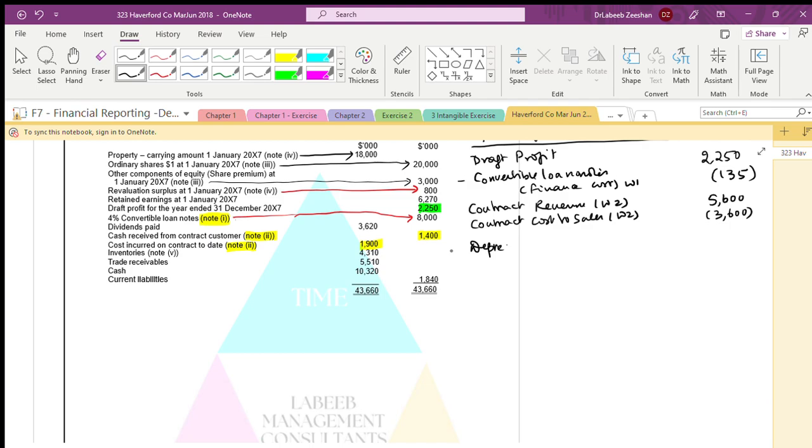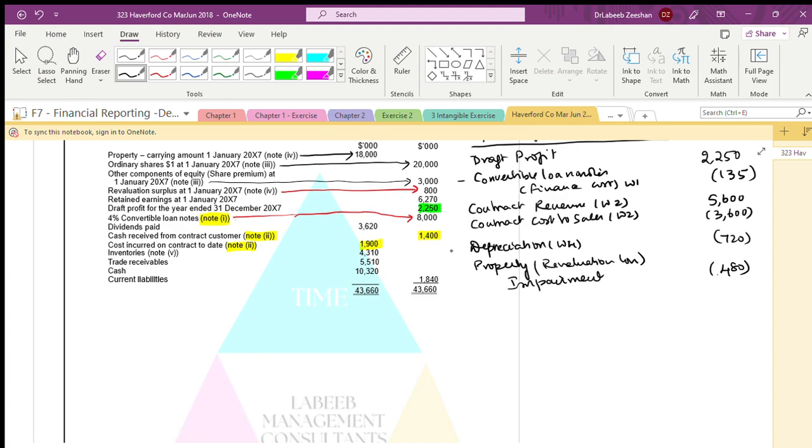Next, we have calculated depreciation in working 4. The depreciation for the current year is 720. It's very simple. Next, we have talked about the property, the decrease in value. Property revaluation loss is going to be called an impairment. It is 480.